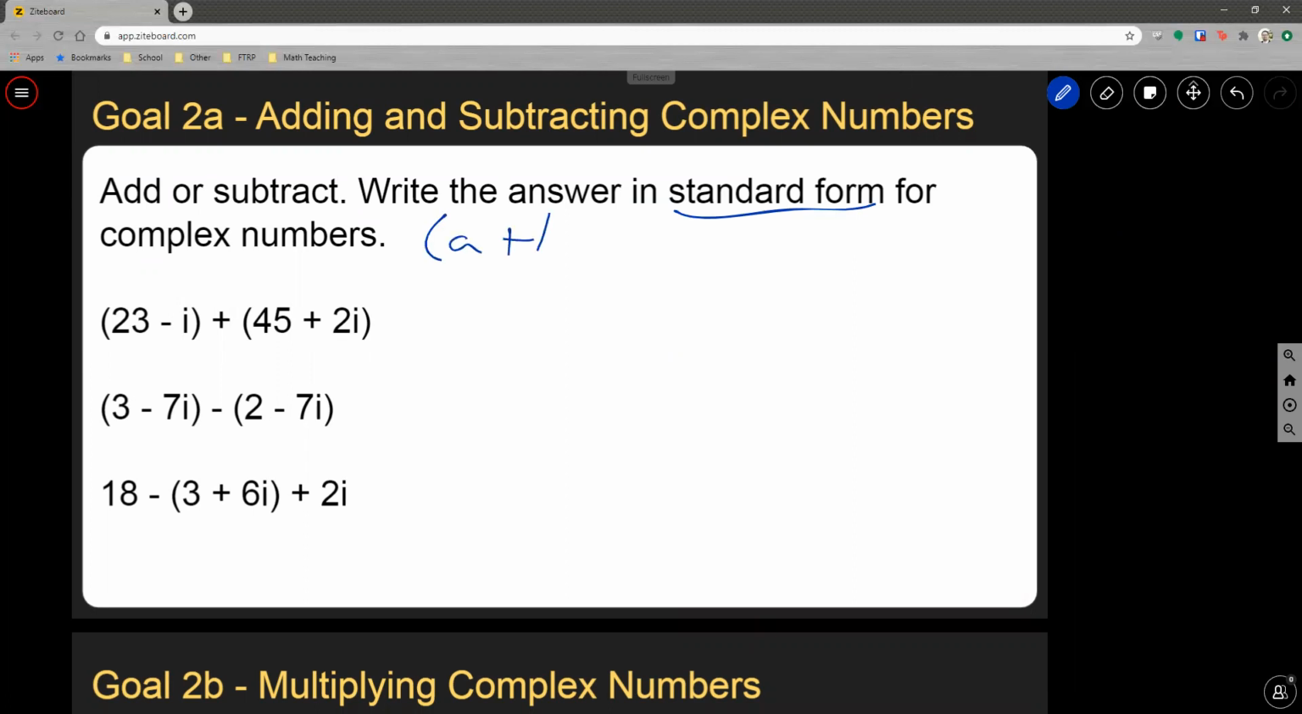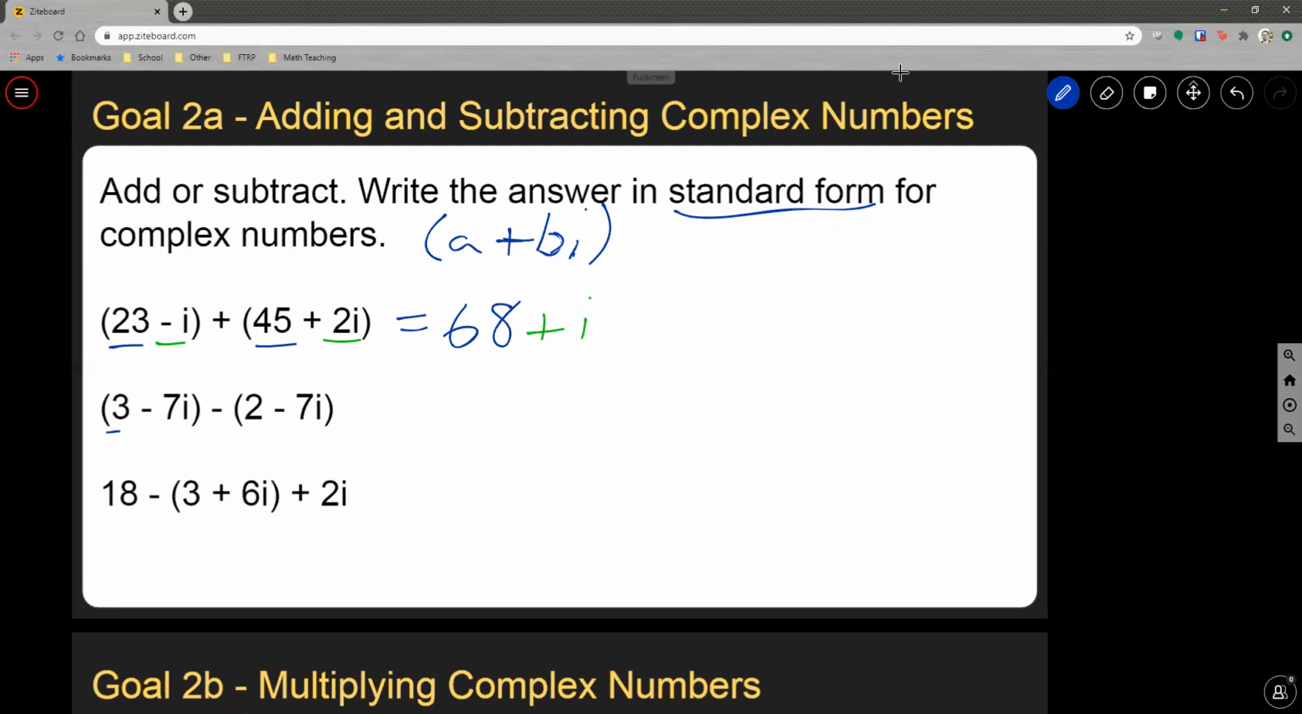a plus bi. So I've got 23 minus i plus 45 plus 2i. So I'm adding 23 plus 45, which is going to equal 68. And then negative i plus 2i. If I've got negative i, that's negative 1i. I'm adding 2i to that, so it's going to take me to positive i, or positive 1i. There's my answer. Like I said, this is very fast.